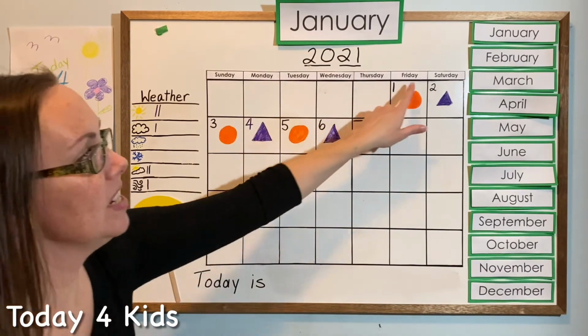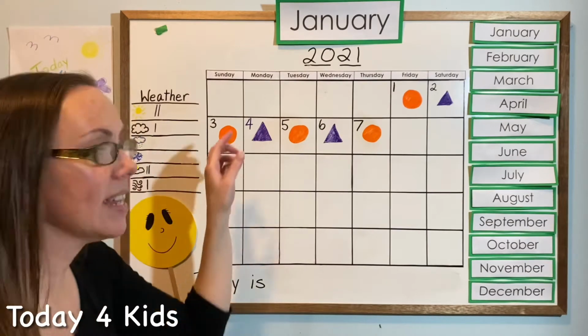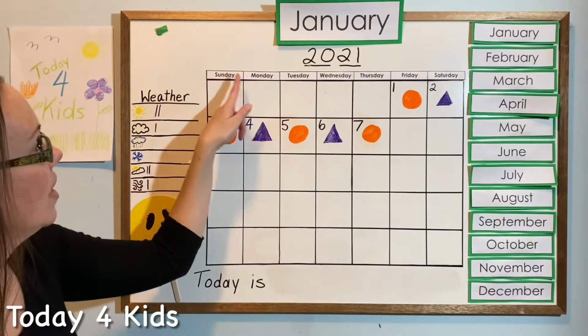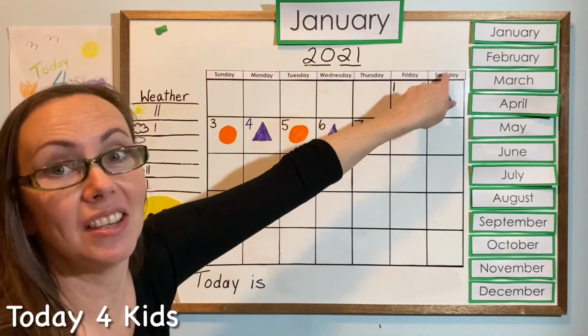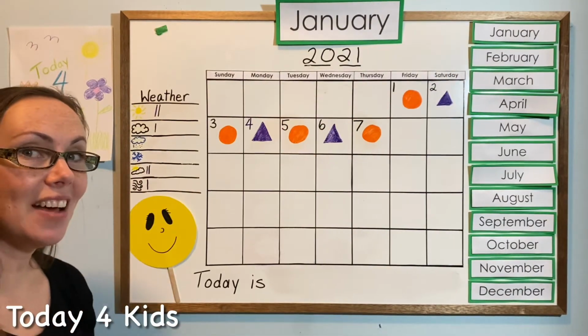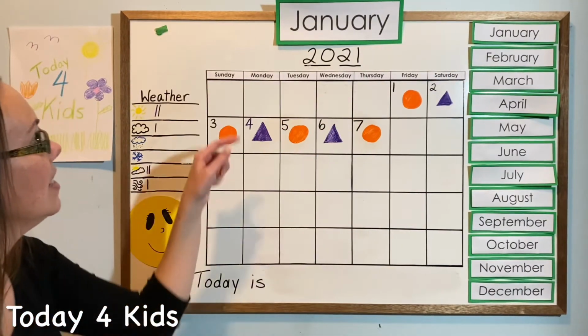There's how many days in a week? Do you remember? Let's count them up quickly. 1, 2, 3, 4, 5, 6, 7. There are 7 days in a week.